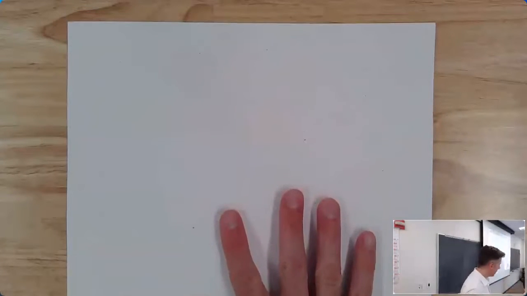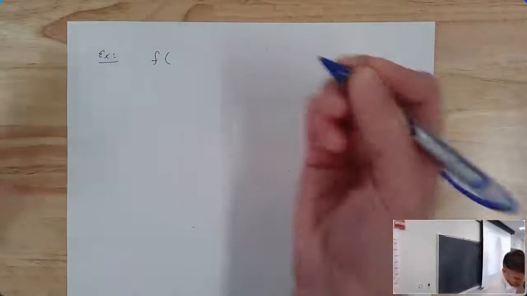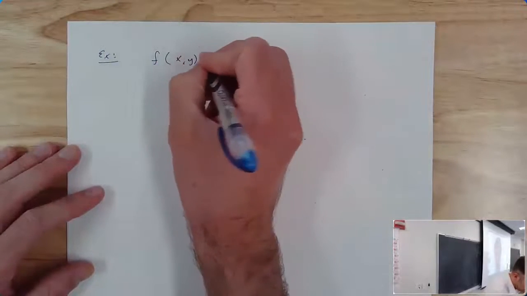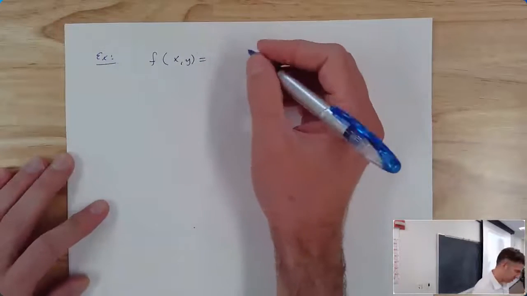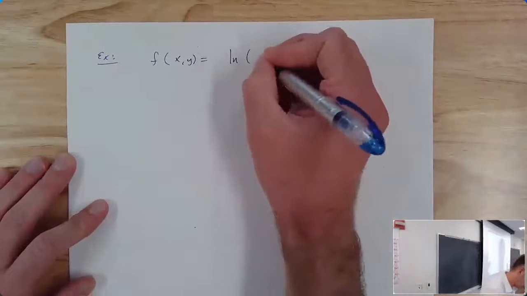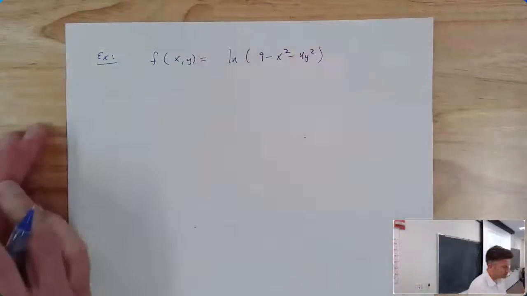Yeah. So here's the deal. If my function, I'm gonna go off a little bit. We'll come back around to 1C. So if my function, let's say, I don't know, f of x,y was equal to something like, but maybe not exactly, the natural log of 9 minus x squared minus 4y squared.